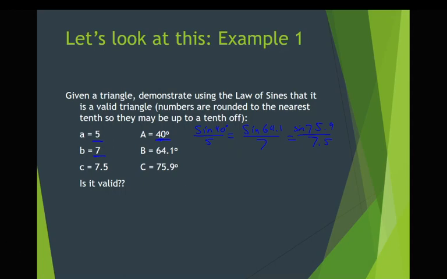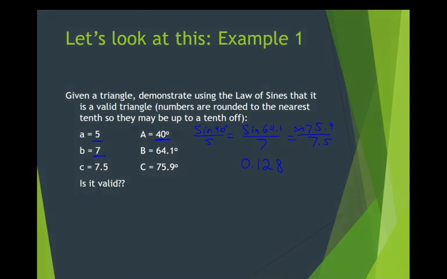Okay, and when we plug that in, we get 0.128 for all of them. Now there is a little bit of a rounding error, okay, but basically all three of them are equal to that. So since the law of sines says that those three things are equal, then this is absolutely a valid triangle. Okay?